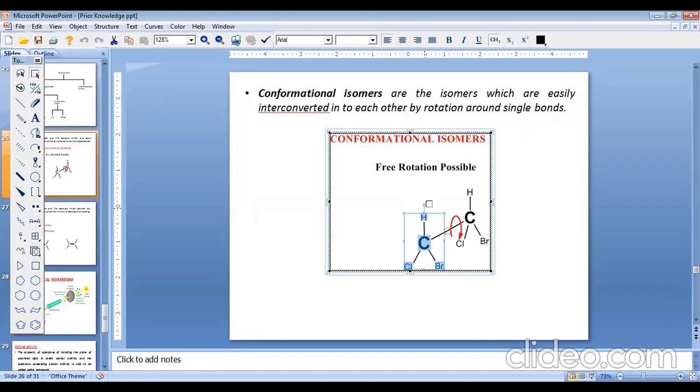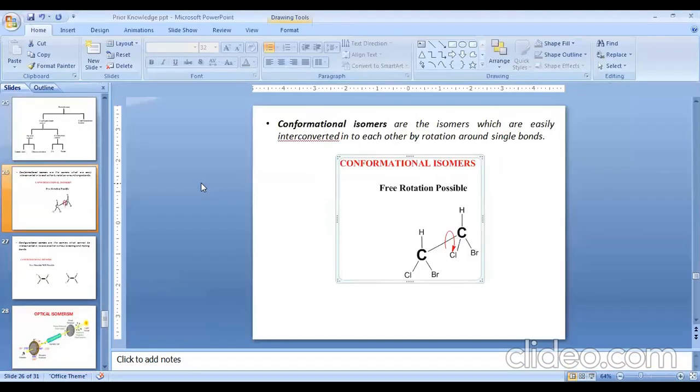So what do you mean by conformational isomers? These are the isomers which are easily interconverted into each other by rotation around a single bond. And the phenomenon is called conformational isomerism.